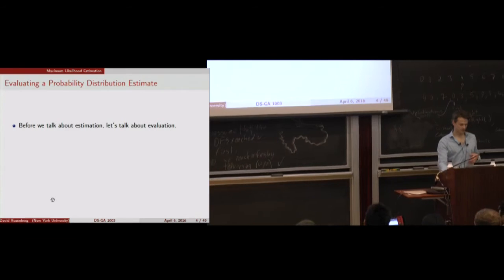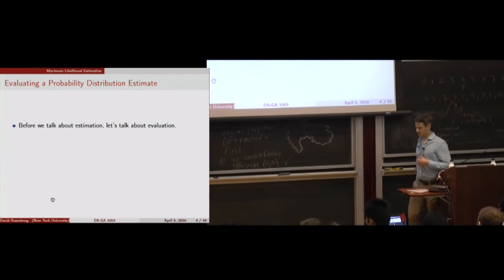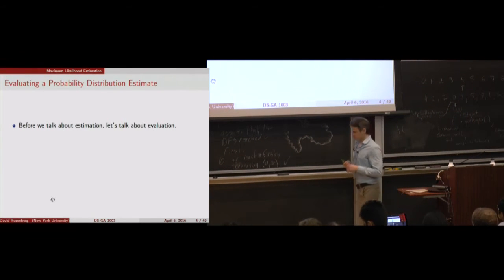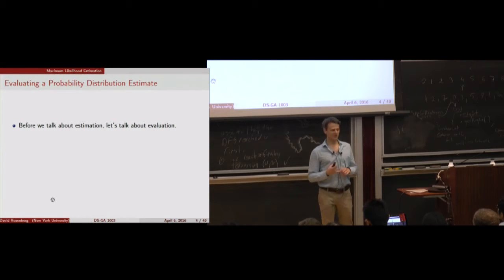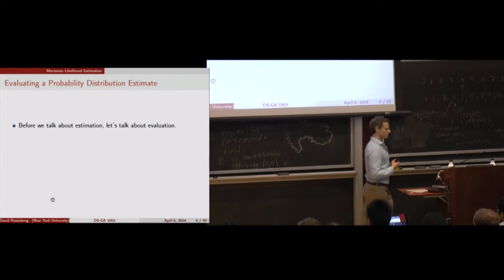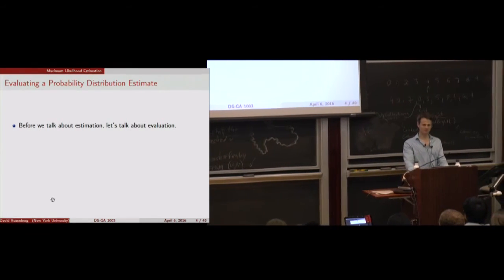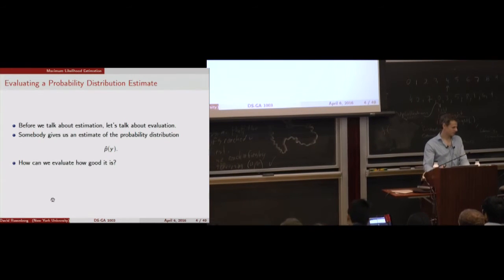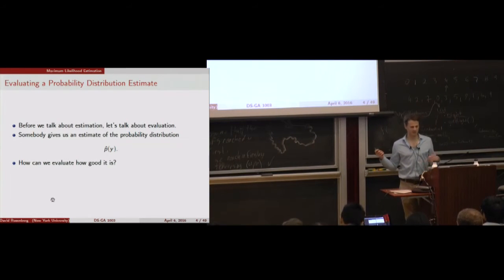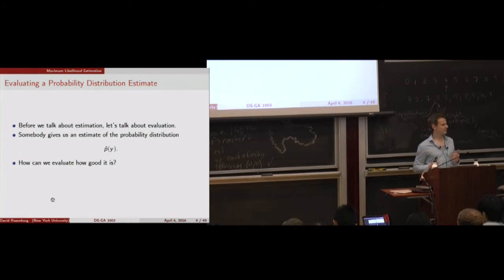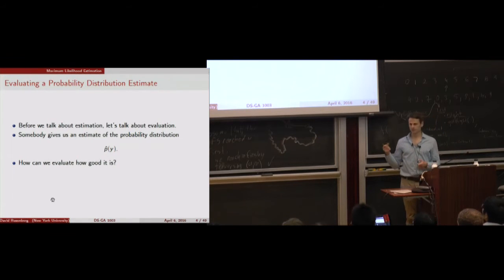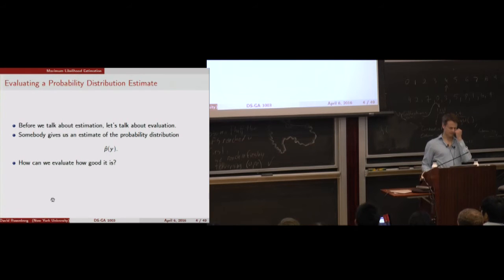My favorite part of learning theory, machine learning, is evaluation. It's figuring out how to evaluate what you've produced. I think that's the most important part, because you can't really get anywhere until you know how to evaluate what you've come up with. So someone gives you a probability distribution estimate. Let's write that p hat. That's what your model produces. I predict this distribution for the number of taxi cab arrivals. How can we evaluate how good it is?